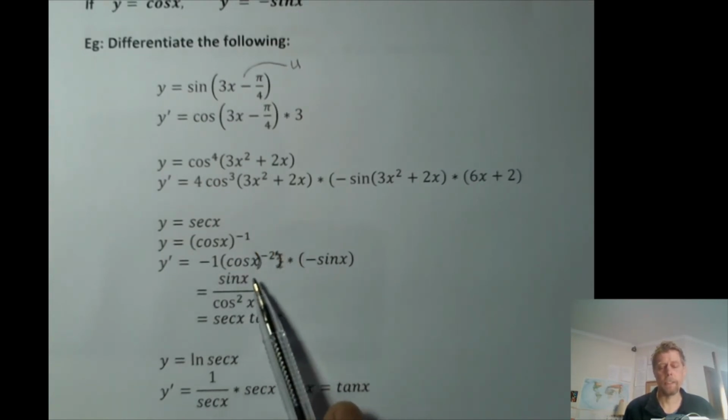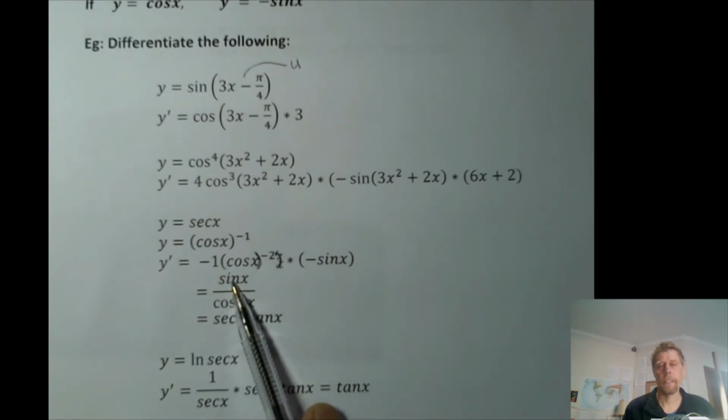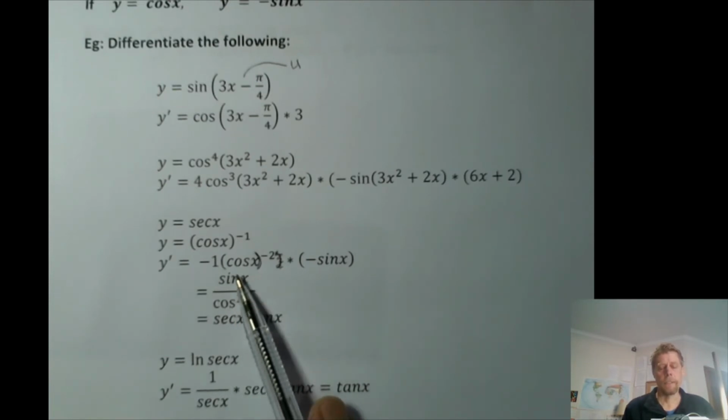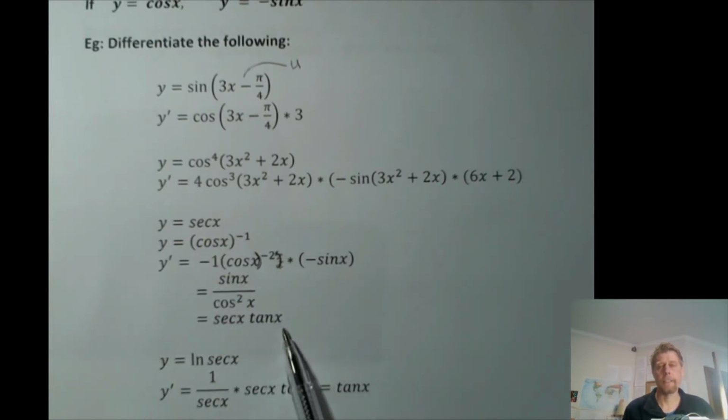So now we can quickly see that y dash equals sine x, the minuses have cancelled, divided by cos squared x. But sine over cos is tan x, and then 1 over cos is sec x, so that's another way to write it. So this is a useful one to remember. The differential of sec x equals sec x tan x. It actually gets more complicated as you differentiate.